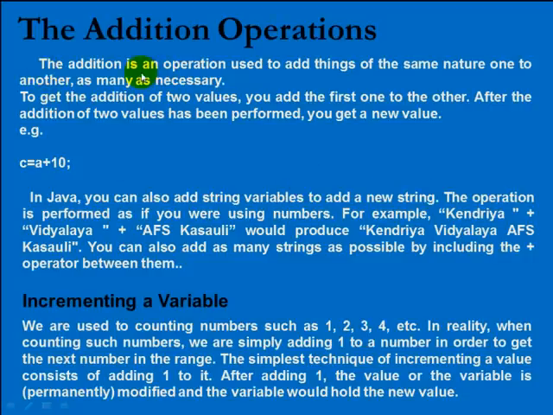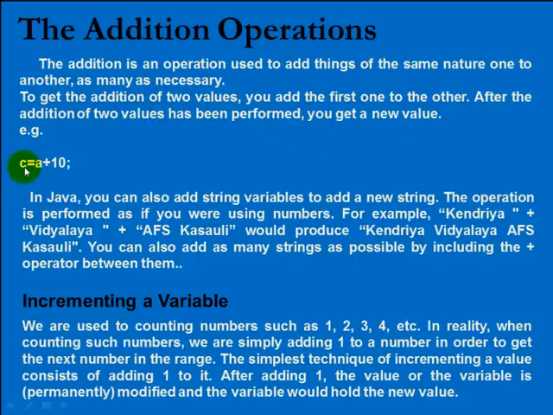The addition is an operation used to add things of the same nature one to another as many as necessary. To get the addition of two values, you add the first one to the other. After the addition of two values has been performed, you get a new value.